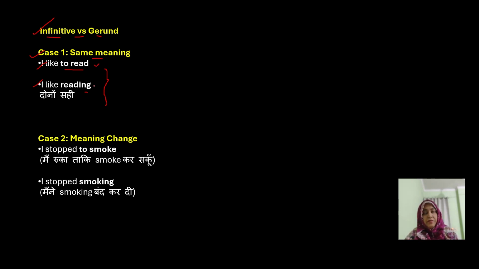To read, infinitive. Now in case 2, the meaning changes. In case 1 we have sentences with the same meaning, and in case 2 we have sentences with different meanings. Let's see. First is, I stopped to smoke. To smoke is an infinitive, you can see. And the second sentence, I stopped smoking, and smoking here is a gerund. So here the meaning changes. Both are different in meaning also. So these are some slight differences between infinitives and gerunds, which you have to note.